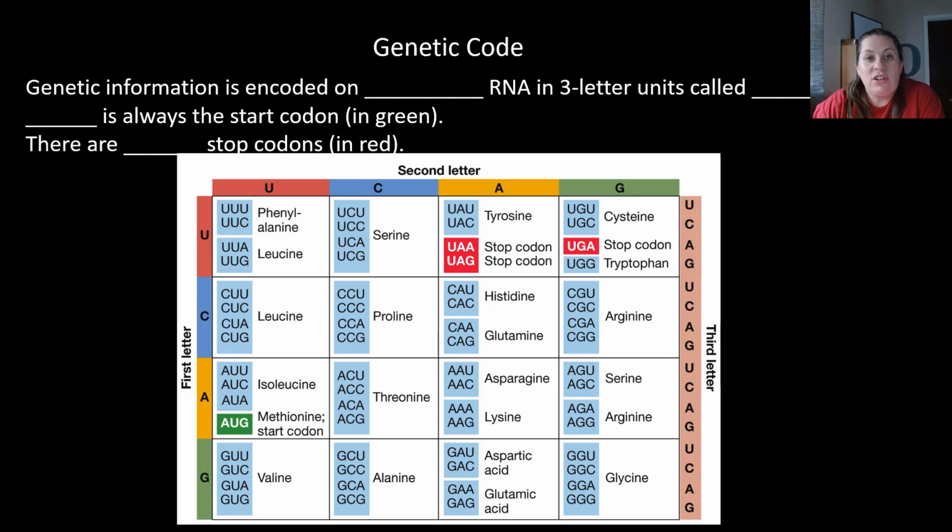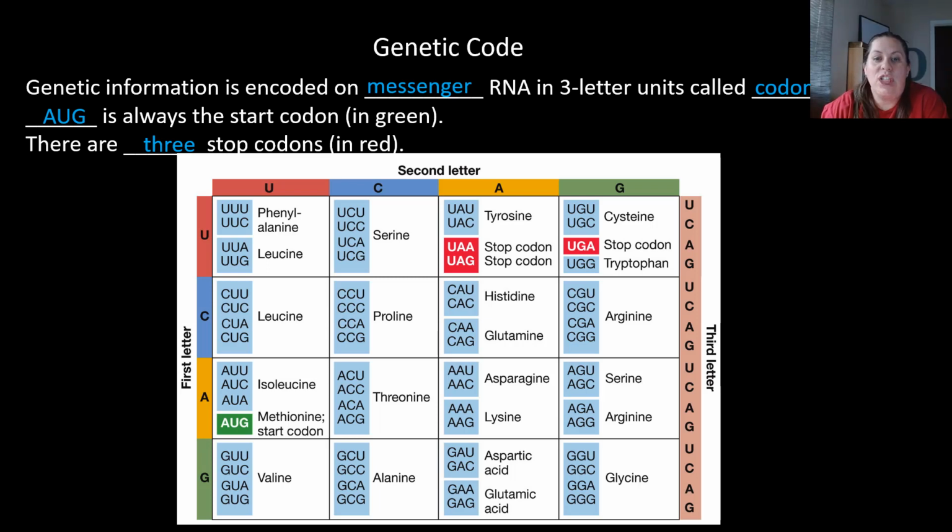Now, genetic information is encoded on the messenger RNA, the mRNA, in these 3-letter units that we call codons. Okay, codons. Now, AUG is always the start codon. It's shown in green. So AUG is methionine. It's the start codon. Whereas there are also 3 stop codons, and they're shown in red. So UAA, UGA, and UAG. Those are all going to be considered stop codons, and they stop the process of making the protein.